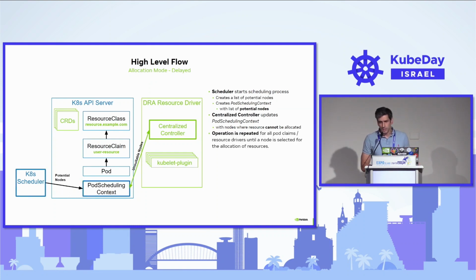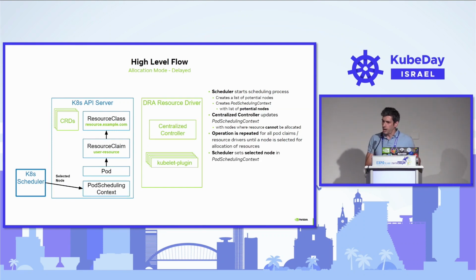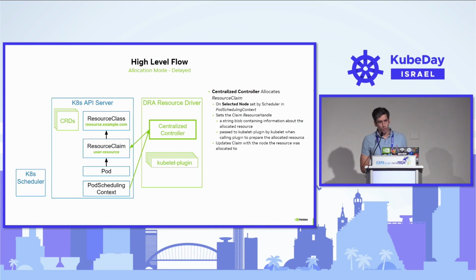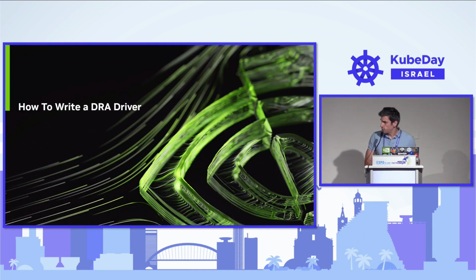This operation is repeated for all resource drivers until a scheduling decision is made. Once this scheduling decision is made, the Kubernetes scheduler will update the pod scheduling context with a selected node, so a node was chosen. At that point, the centralized controller will pick that up, the selected node, and will proceed with the allocation onto that node, same as it was in immediate allocation. So this was a quick rundown of the two allocation modes and how it works with Kubernetes. And now let's discuss at high level how you would write a DRA driver.